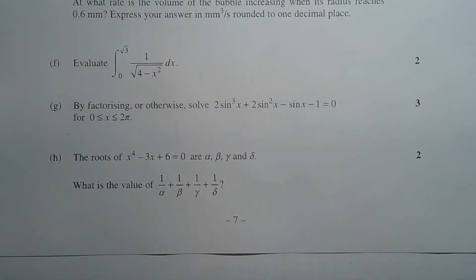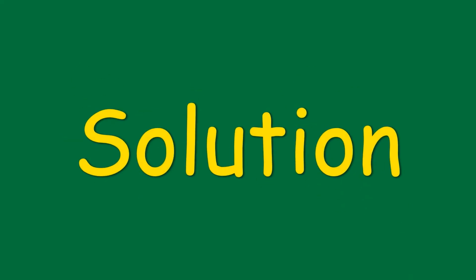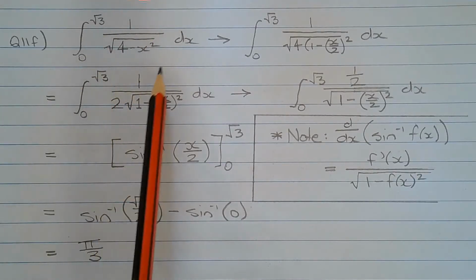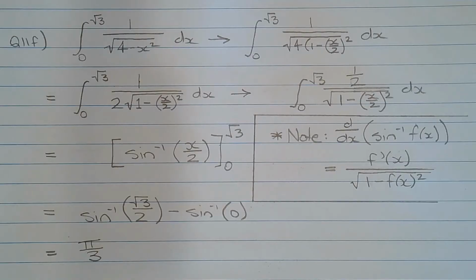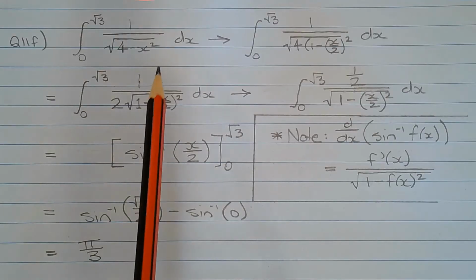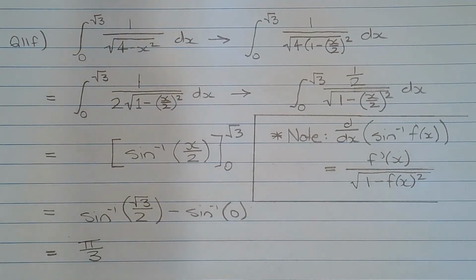Question 11F. Evaluate the definite integral from x equals 0 to x equals the square root of 3 of 1 over the square root of 4 minus x squared dx. The result of integrating an expression in this form involves an inverse sine function. It helps to note that the derivative of the inverse sine of f of x is equal to f dash of x over the square root of 1 minus f of x all squared. So it may help to convert the integrand into this form.